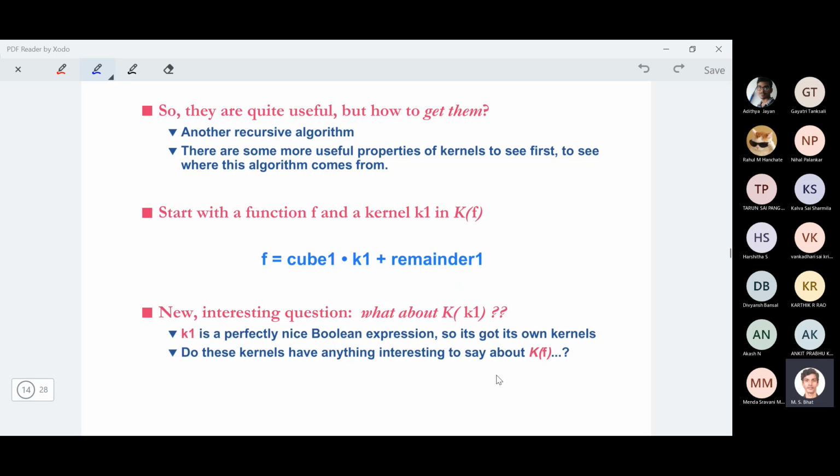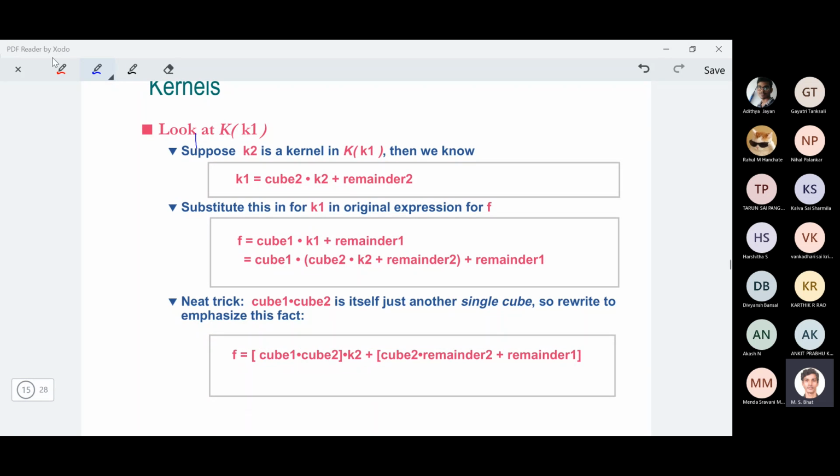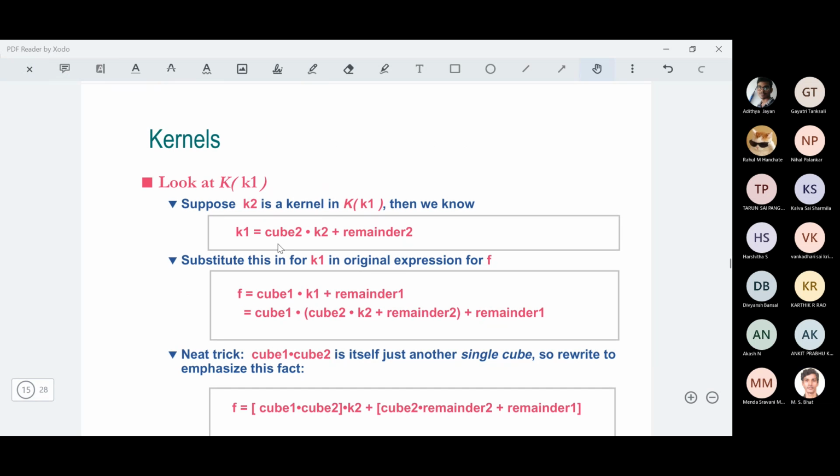Okay, let us see what are the kernels of k1. So let us say if k2 is a kernel of k1, then we can write k1 as cube 2 into k2 plus remainder 2. So this is our function k1, where k1 is a kernel in itself. Okay, so k2 is the kernel of k1.